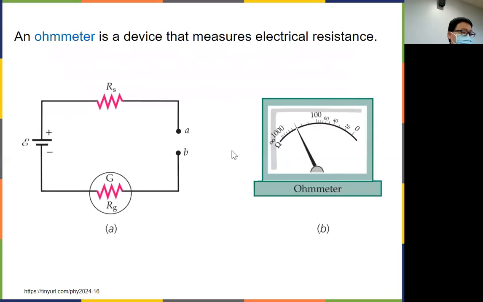We also mentioned the ohmmeter, which measures the resistance of a resistor. You don't use this in the lab, but if you want, you can try to use it to measure a resistance of your interest.